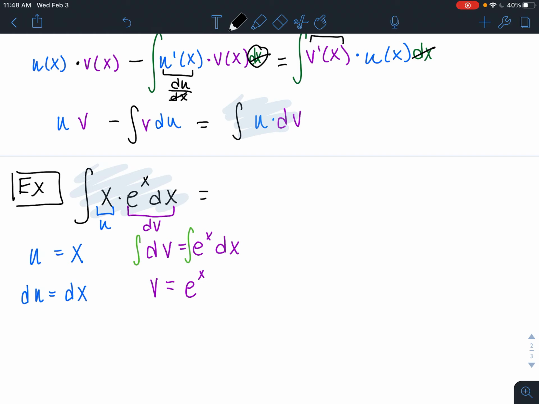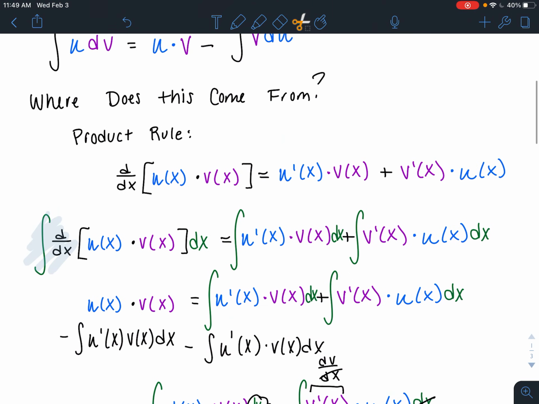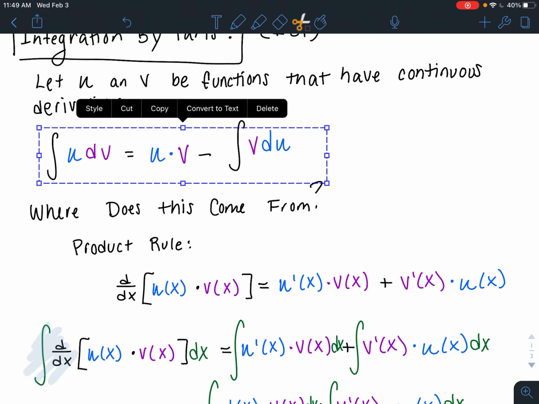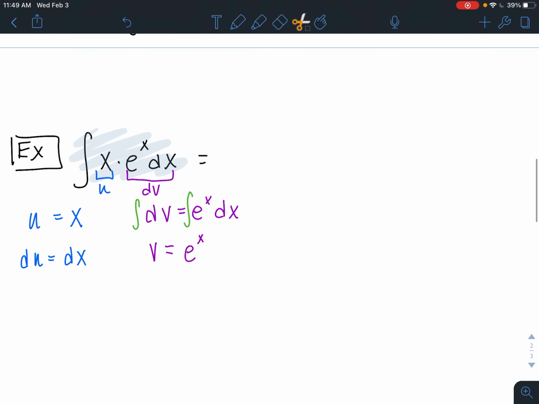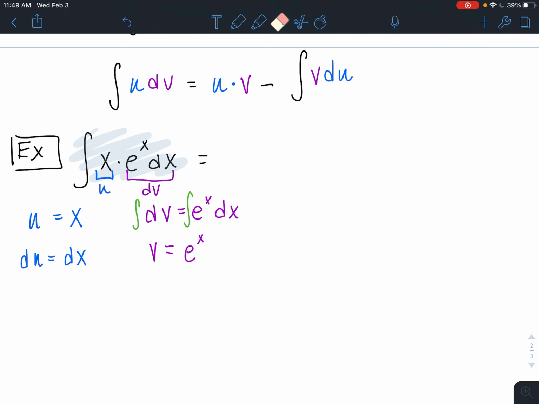So now when I go to plug in my formula here, I really wish I'd written this backwards. So ready? We're going to copy down the way I wrote it earlier. The beauty of the iPad. So we have our integral. So now our u times v is going to be x times our v function, which is e to the x, minus the integral of v, so that's e to the x, times du, which is just dx.